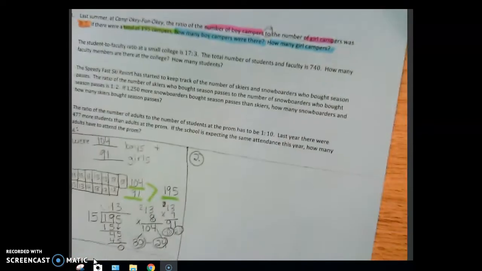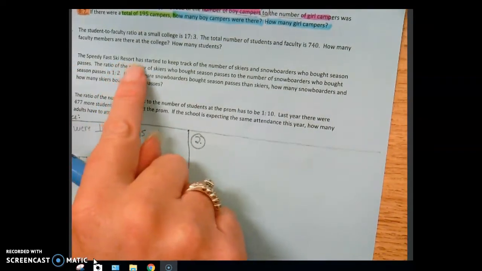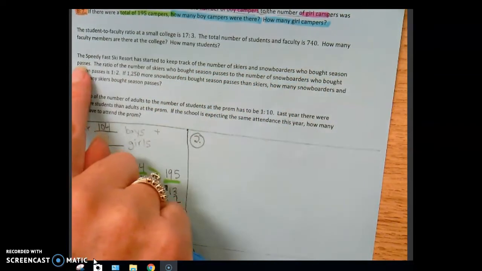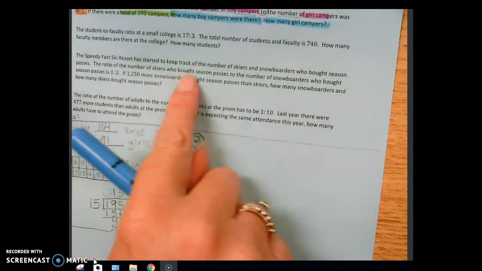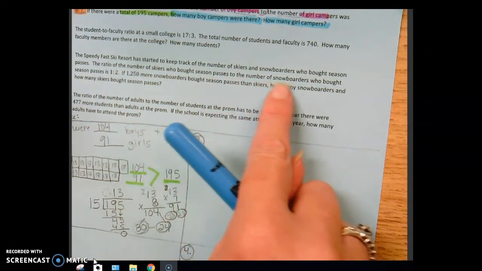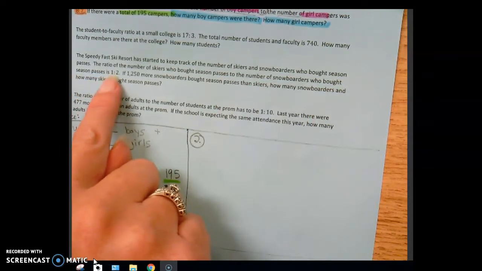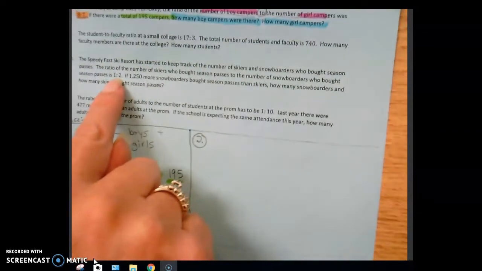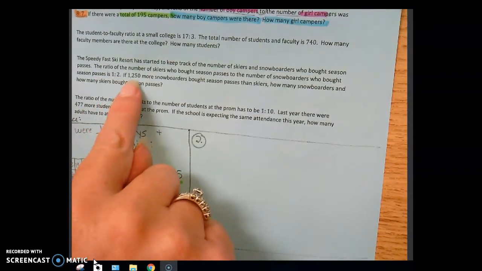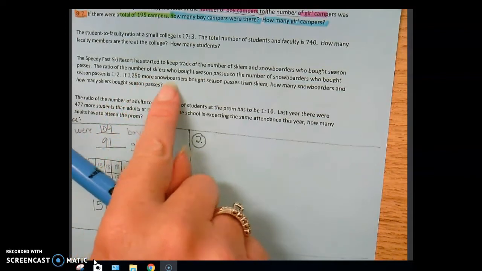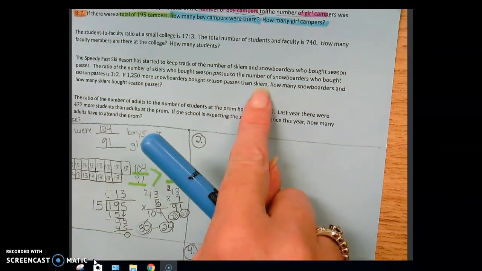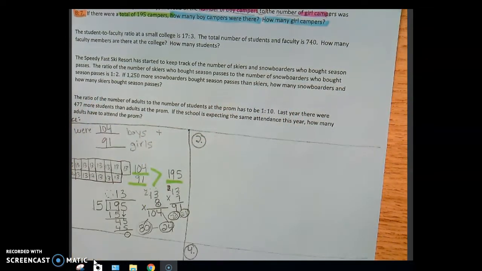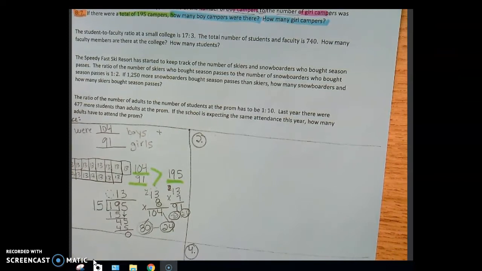Let's look at number 3. The Speedy Fast Ski Resort has started to keep track of the number of skiers and snowboarders who bought season passes. The ratio of the number of skiers who bought season passes to the number of snowboarders who bought season passes is 1 to 2. So in my head, as I read it, I already know those are my pinks. This is my orange. If 1,250 more snowboarders bought season passes than skiers, how many snowboarders and how many skiers bought season passes?